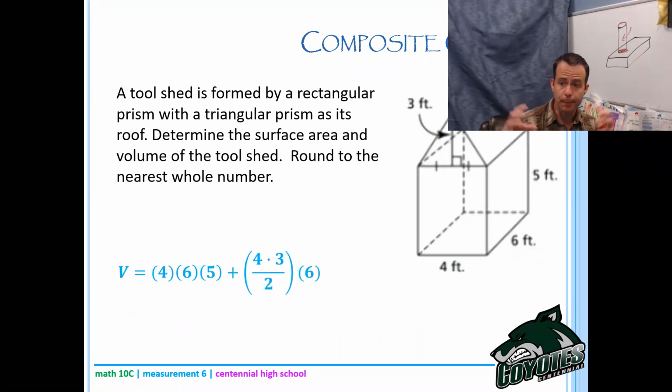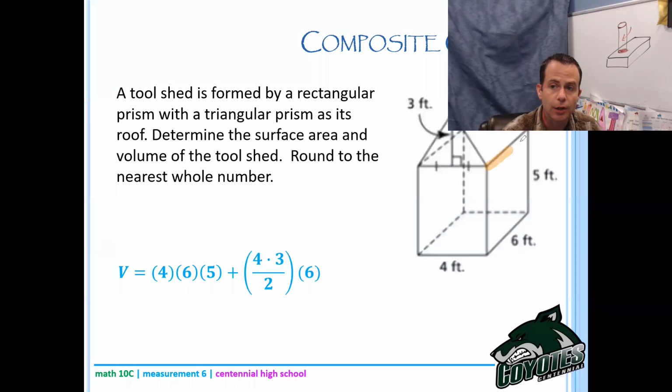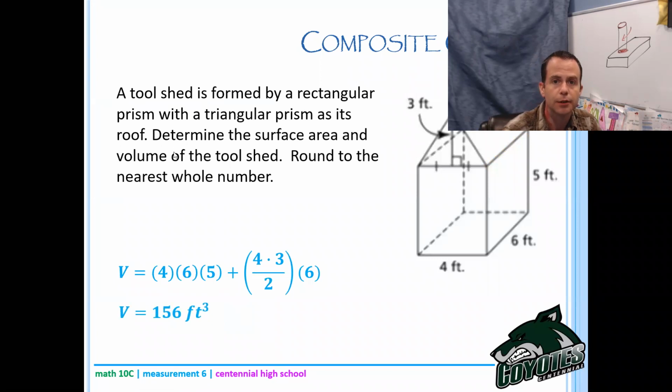Okay, then for the volume, I just have to find the volume of each prism and add them together. So the volume of the bottom guy would be 4 by 6 by 5. Remember, it's the base area times the height. So the base area is 4 by 6 times the height. And then the volume of my triangular prism, the base is the triangle. So I find the area of the triangle, 4 by 3 divided by 2, and multiply it by the height. Remember, the height is such, assuming that the base is actually on the bottom. So this guy here would be the height, because I'd have to take that triangle and flip it so that the base is actually on the bottom. Okay, all right, so plug all that into your calculator and you should get 156 feet cubed. Okay, 156 feet cubed.